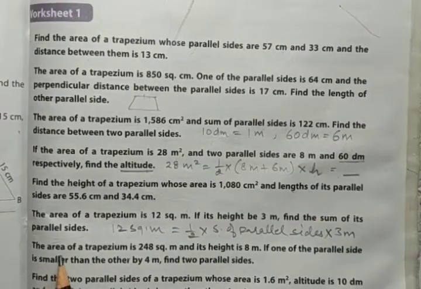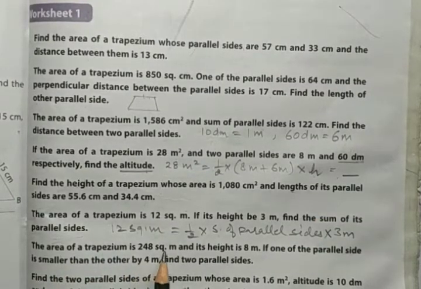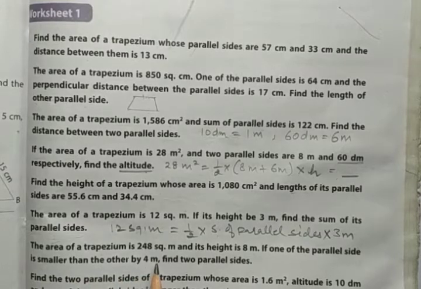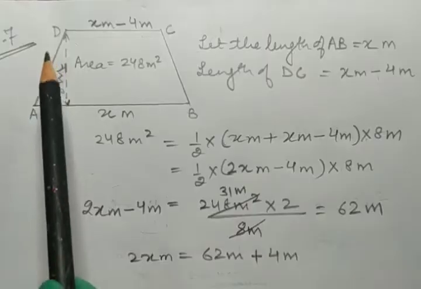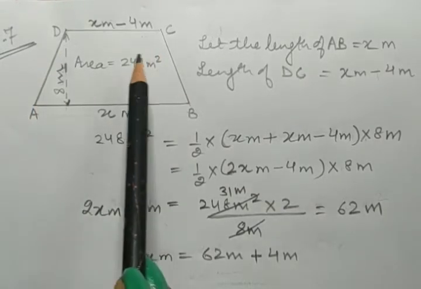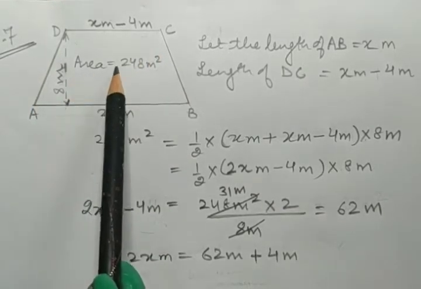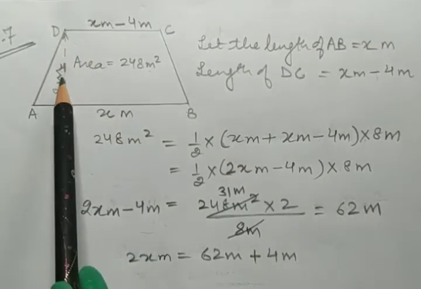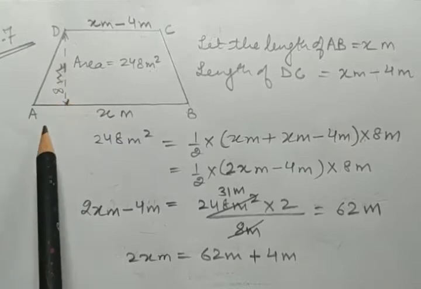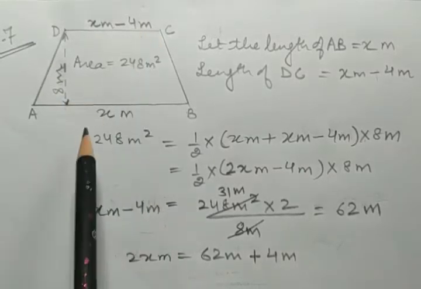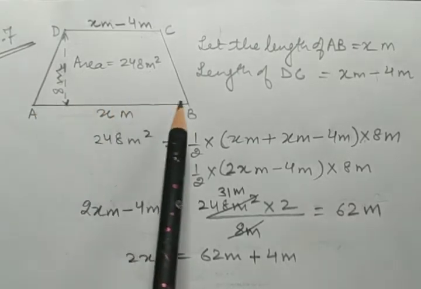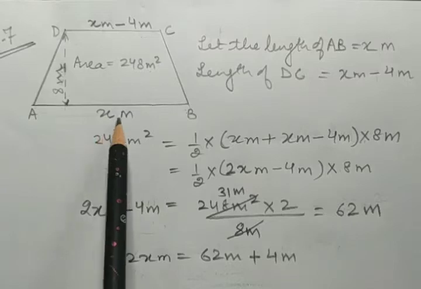Question number 7. The area of a trapezium is 248 square meter and its height is 8 meter. If one of the parallel side is smaller than the other by 4 meter, find two parallel sides. Draw a rough figure of a trapezium like this. Area of this trapezium is given, that is 248 meters square, and height is given, that is 8 meters. In the question, one of the parallel side is smaller than the other by 4 meters. It means we have to consider the length of the bigger side be x meters.